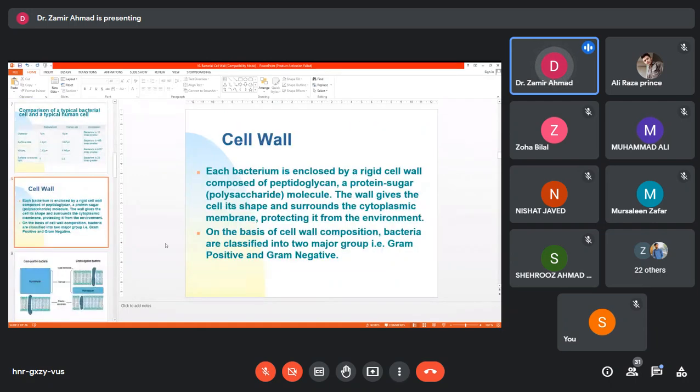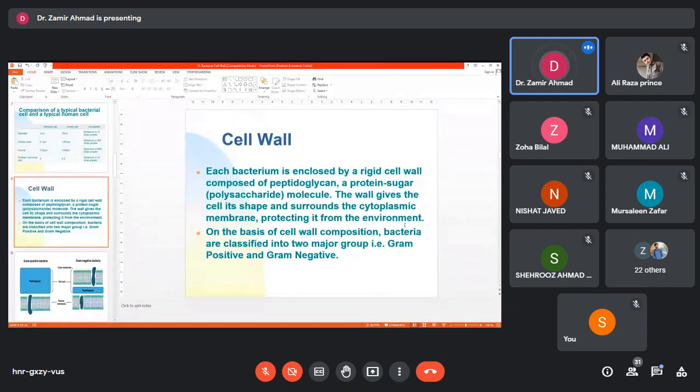Coming back to the cell wall, each bacterial cell wall is a rigid structure which is mostly formed by structures called peptidoglycans. Peptide means derived from proteins and glycan means derived from carbohydrates. So the protein-sugar combination molecule is called a peptidoglycan. This cell wall is responsible for giving shape to the cell and also surrounds the cytoplasmic membrane, protecting it from the environment.